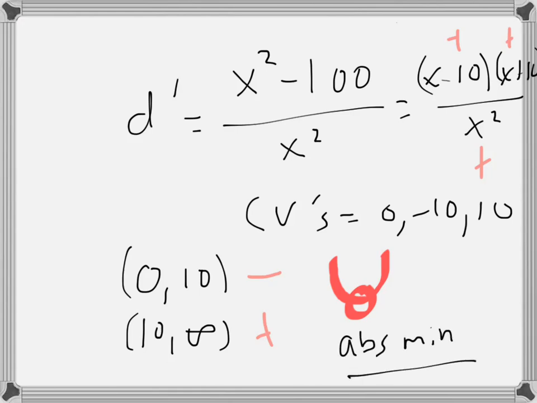And it's an absolute min by the extreme value theorem in this section. So that means that 10 and 10 are the numbers, because if x is 10, so is y. So the answer is 10, 10.